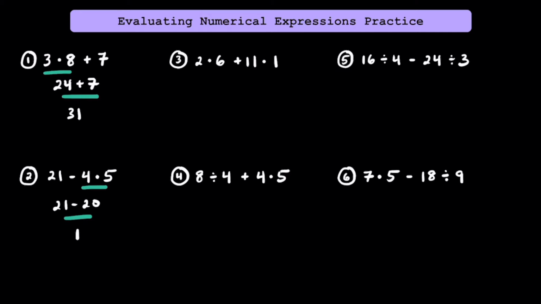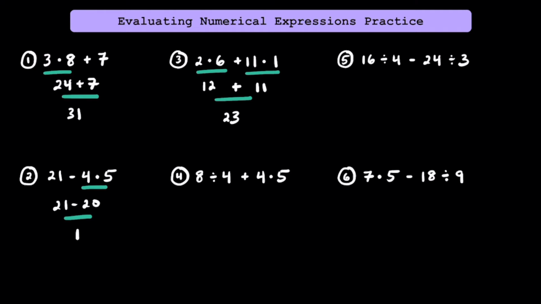In number 3, we have 2 times 6 plus 11 times 1. Since we have two multiplication problems, we can just do them from left to right. 2 times 6 is going to equal 12, and 11 times 1 is going to equal 11. Now that we've taken care of multiplication, we can add. 12 plus 11 is going to be 23.